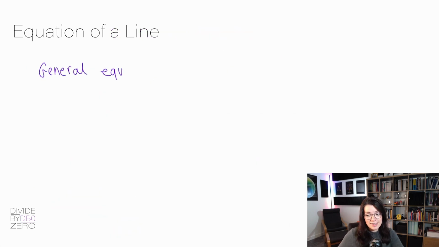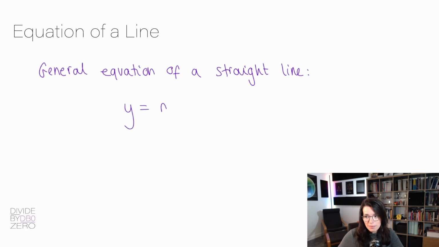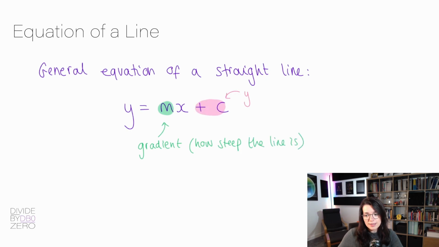Next idea is a really important one. It's about the general equation of a straight line. You'll probably hear this all the time if you're doing GCSE maths, and the general equation is y equals mx plus c. We need to know that the m stands for something called the gradient, and this is essentially how steep the line is. We also need to know that the plus c is referring to something called the y-intercept. That is where the line crosses the y-axis.